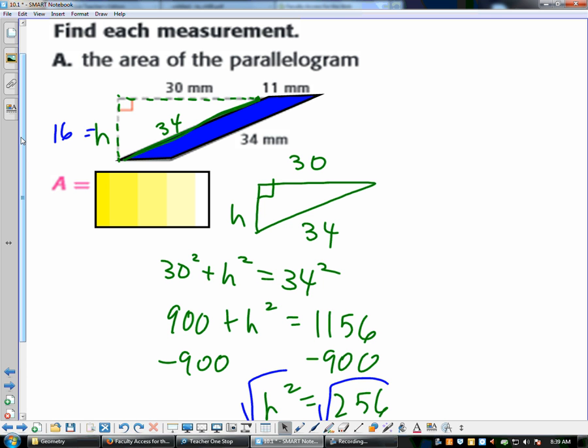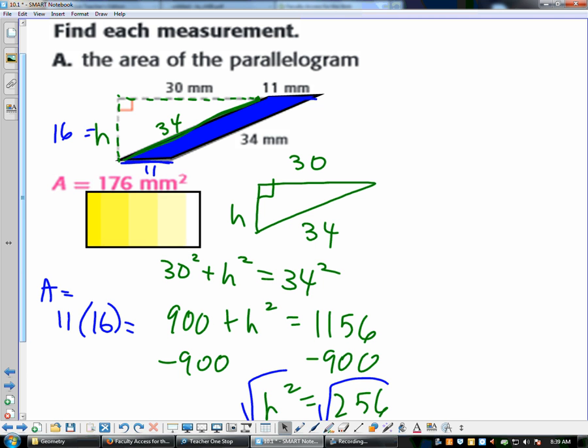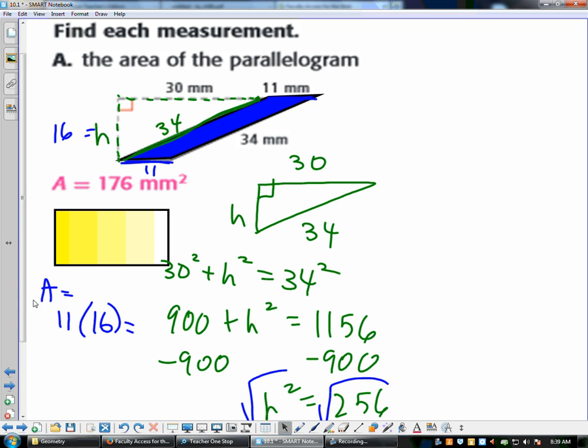If we want to find the area of a parallelogram, it's base times height. What are we calling the base? 11 is the base. Here's the base is 11, or it's up here. And then the height we said was what? 16. So we need 11 times 16, which is what? All right, 176. And we would say square millimeters. Are we okay with this?